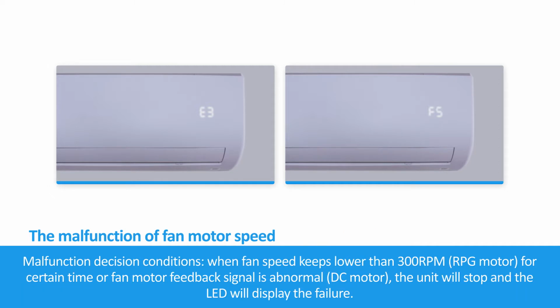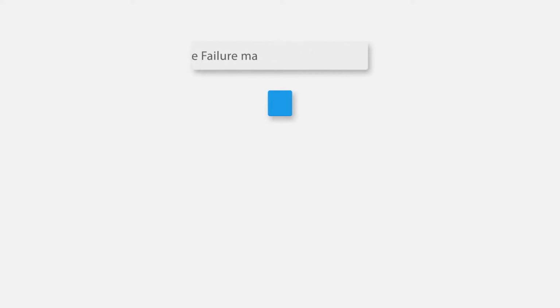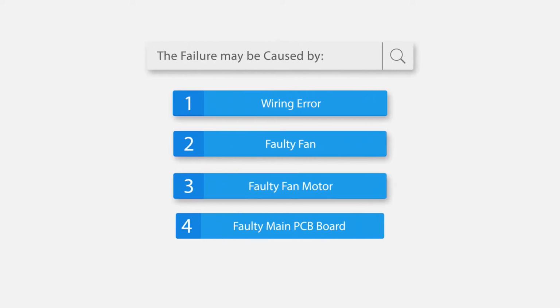Malfunction decision conditions. When fan speed keeps lower than 300 RPM, RPG motor, for a certain time, or fan motor feedback signal is abnormal, DC motor, the unit will stop and the LED will display the failure. The failure may be caused by: 1. Wiring error, 2. Faulty fan, 3. Faulty fan motor, 4. Faulty main PCB board.